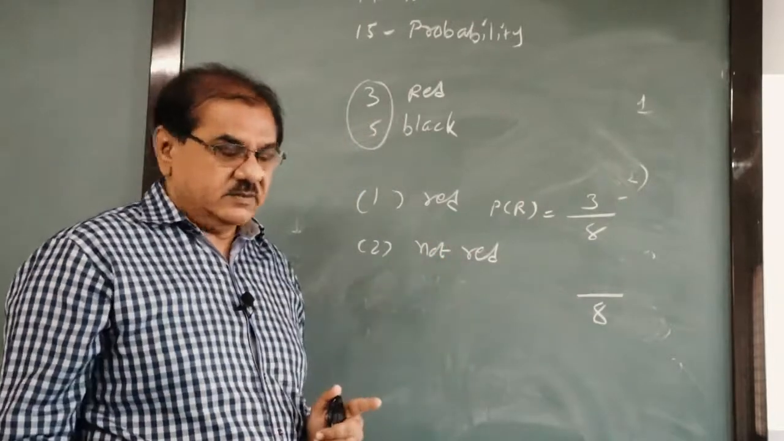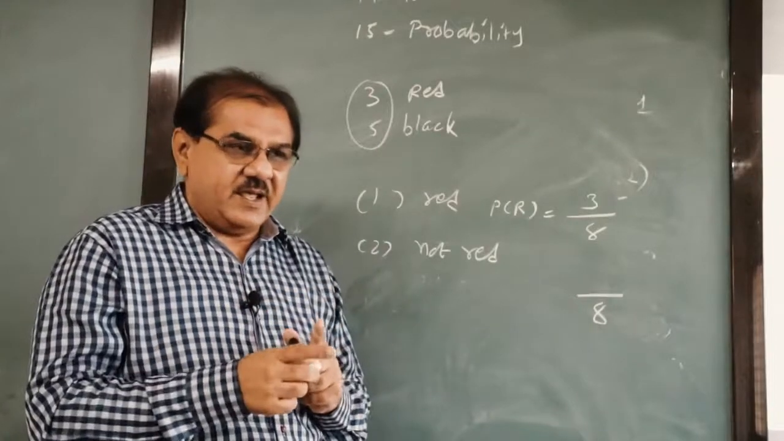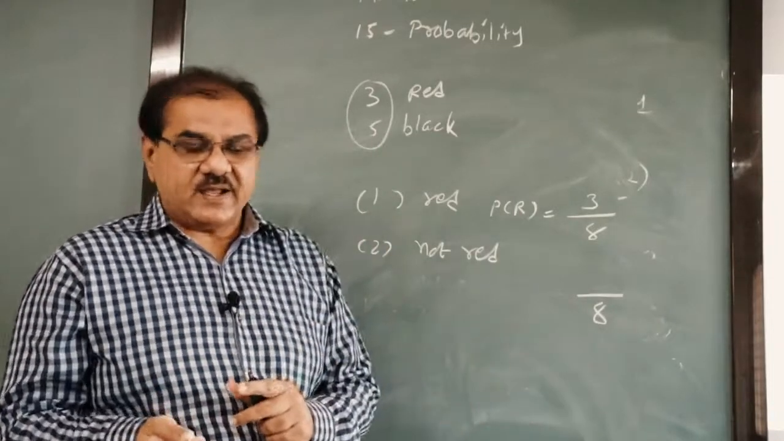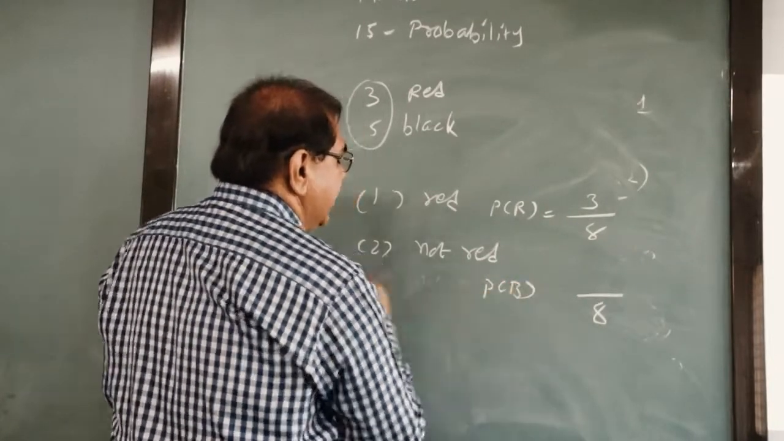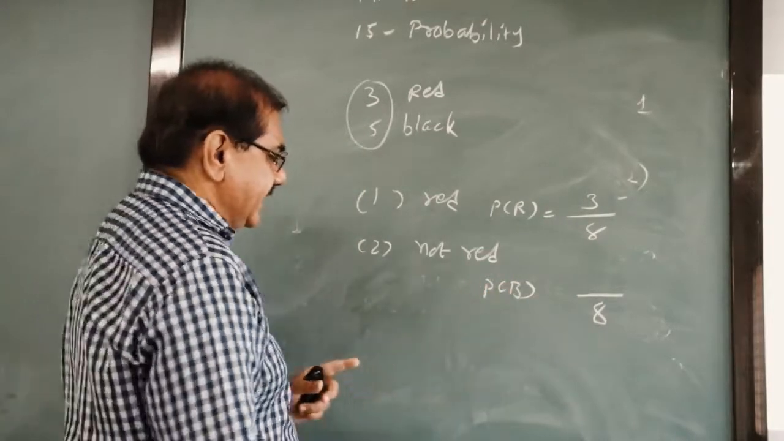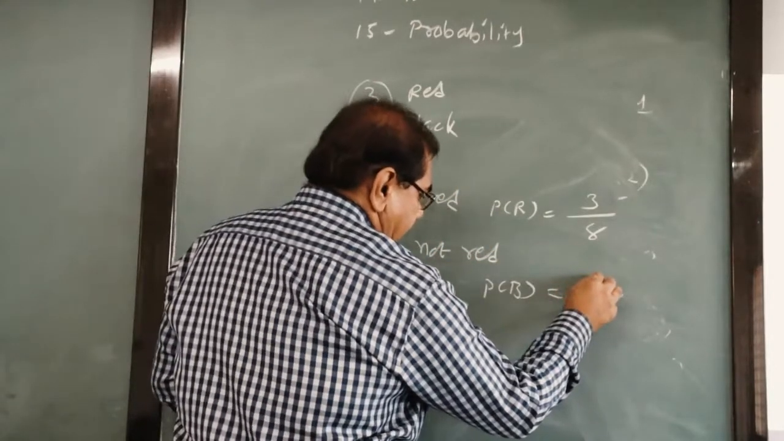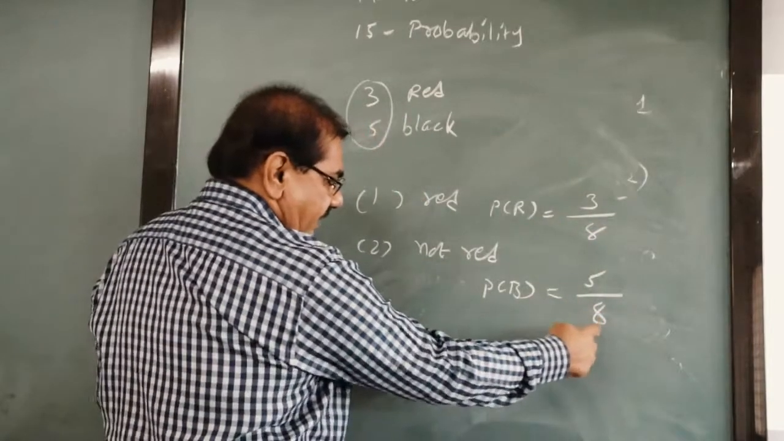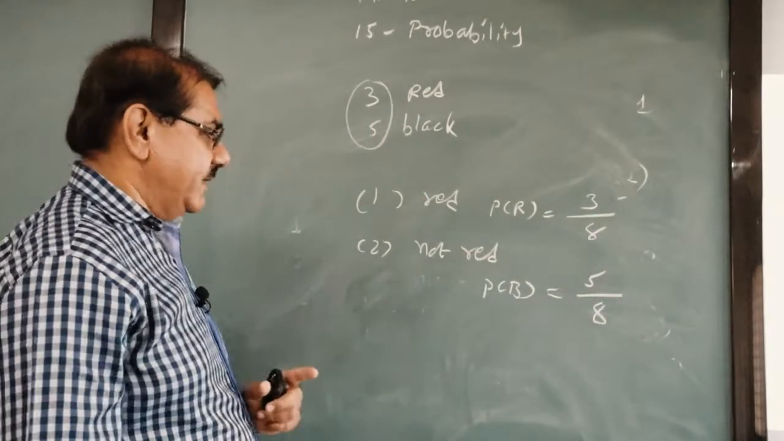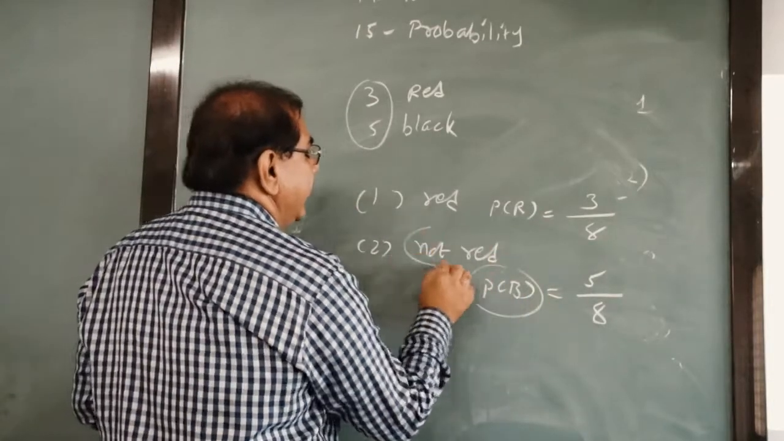Now not red, that means there are only 2 kinds of balls, red and black. If not red, then it is black. So here I go for P of B, that is probability of black in color. How many are there? 5. So the number of outcomes favorable to the event is 5, and upon total number of outcomes it is 5 upon 8.